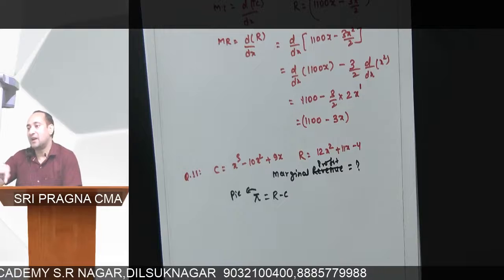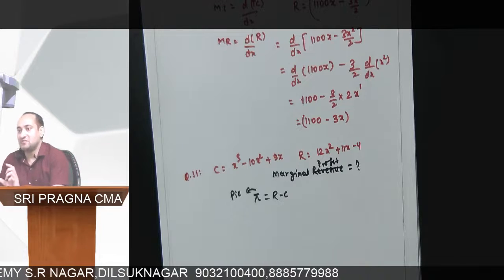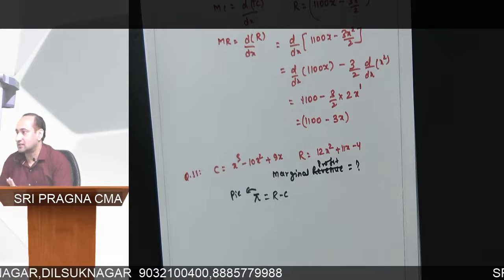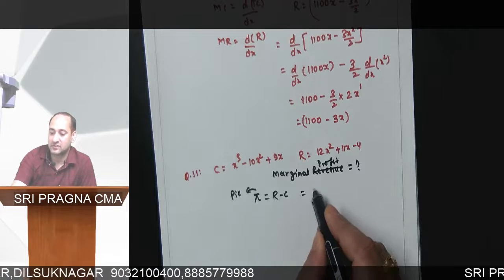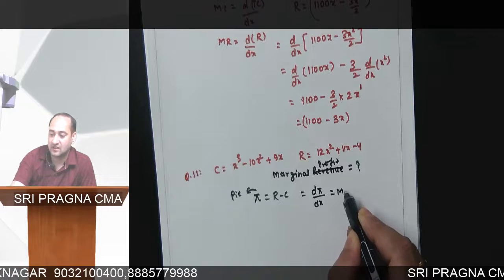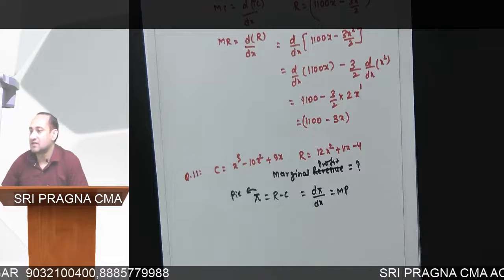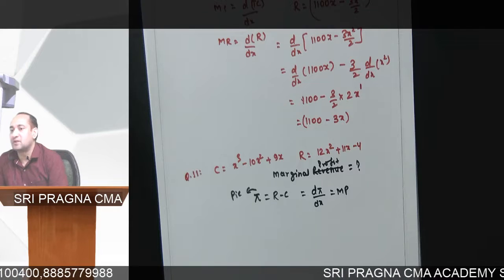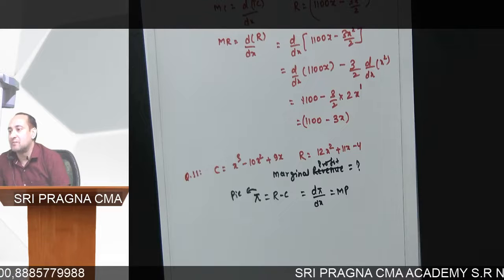Same, d pi by dx. When we say the word marginal, use d by dx. Similarly, d pi by dx is equal to marginal profit, MP. MP stands for the marginal profit. Marginal profit is equal to d pi by dx.